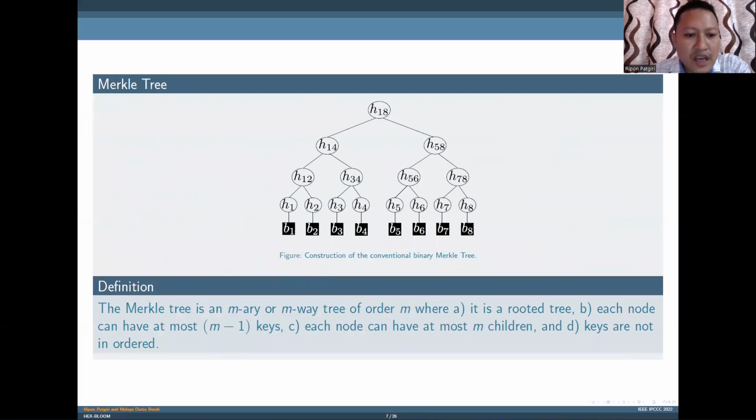The Merkle tree is an M-array or M-way tree of order M, where Merkle tree is a rooted tree. Each node can have at most M-1 keys. Each node can have at most M children and keys are not in sorted order.